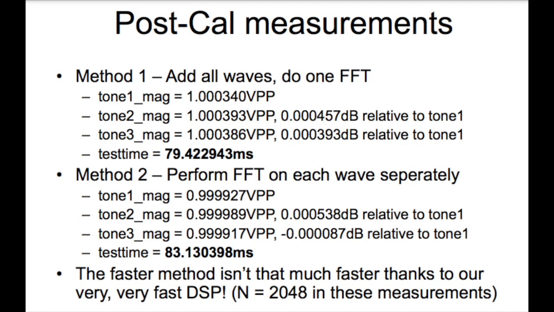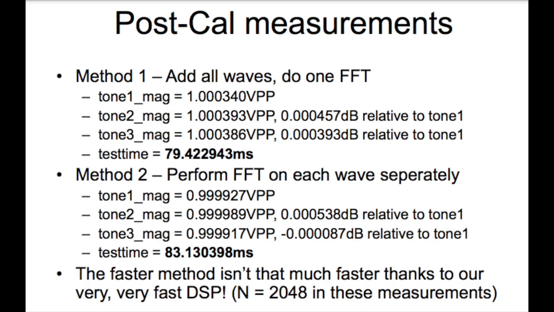Now method 2, perform the FFT on each wave separately. And so there you see we got a tone 1 mag in this method. Tone 1 mag was 0.999927 volts peak to peak, and tone 2 mag was 0.999989 volts peak to peak, and relative to tone 1 it was 0.00000538 dB relative to tone 1. So it's like amazing. And the test time was 83.1 milliseconds.